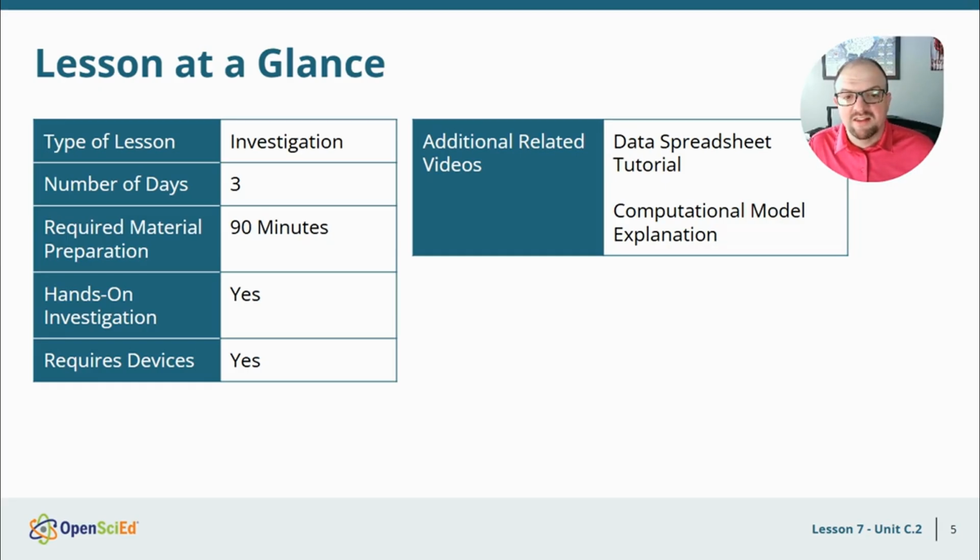We are doing a hands-on lab where students use digital scales to measure electrostatic force. This lesson also requires devices for the data analysis portion, as students will be inputting their data into a shared class spreadsheet. The data spreadsheet tutorial and computational model explanation are teacher-facing guides designed to help you master the simulation before you bring it to your students.